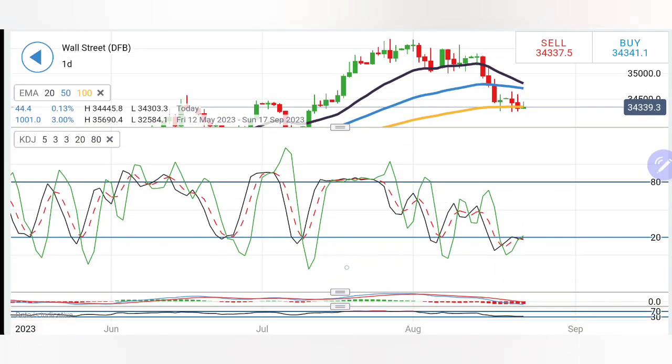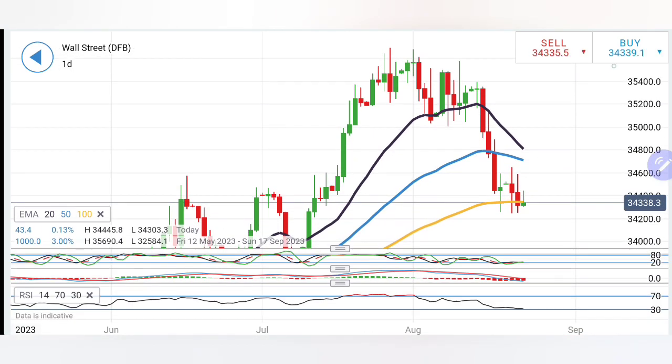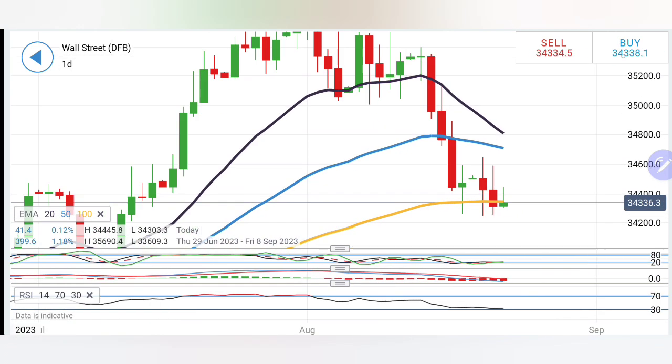Stochastic is oversold. MACD is bearish, divergent. RSI is already at bottom. Considering this, I will recommend you to buy here at 34,400 and sell at 34,300. On the downside, be careful of 34,200 levels. Below, 34,250 and 34,200 are the two major support levels. Below 34,200, you will get at least 100 points. That is my expectation that it will hit 34,100 and 34,000 levels.